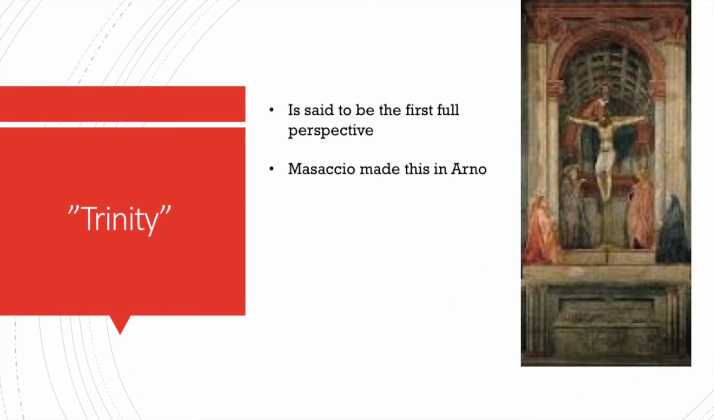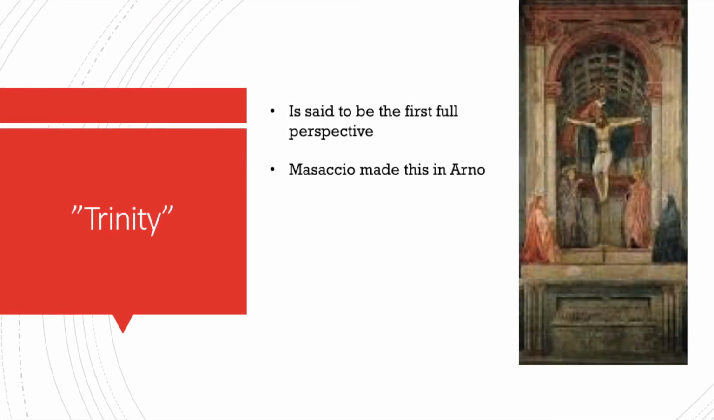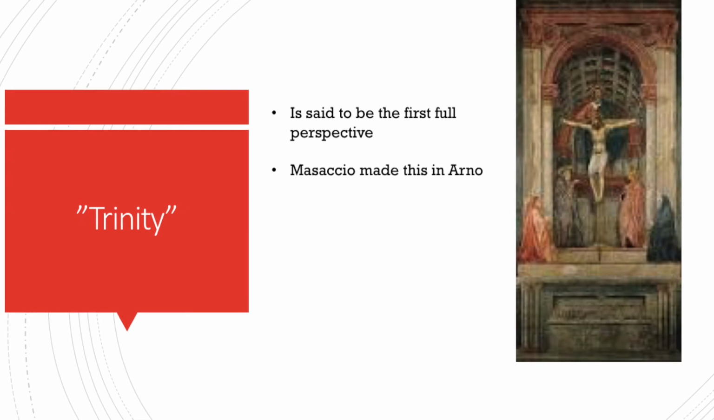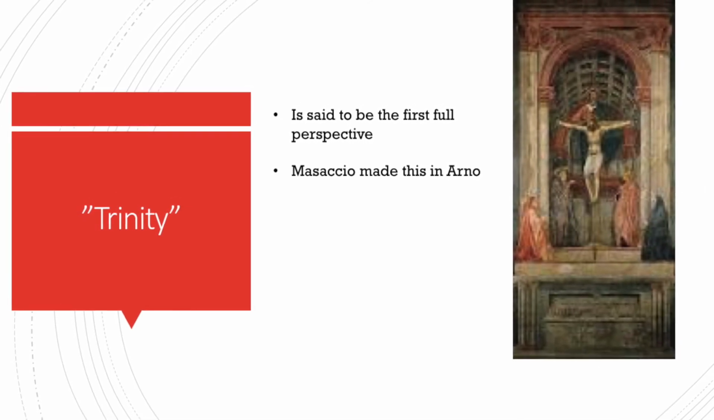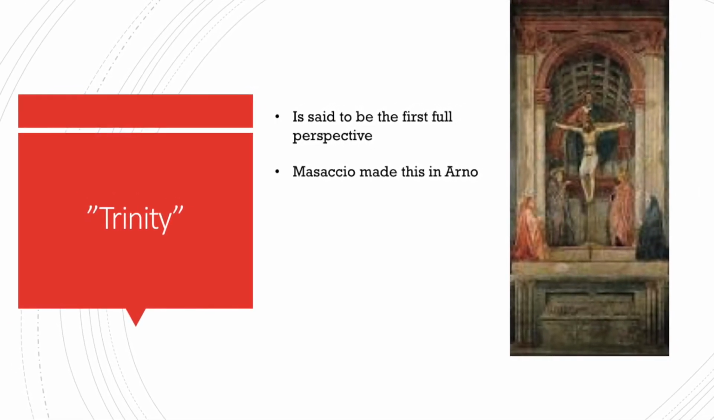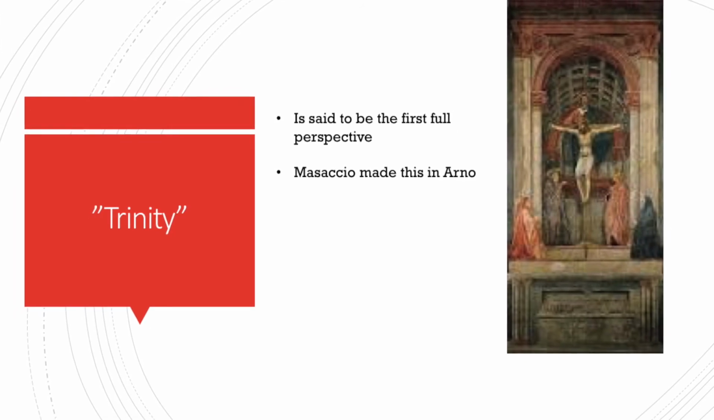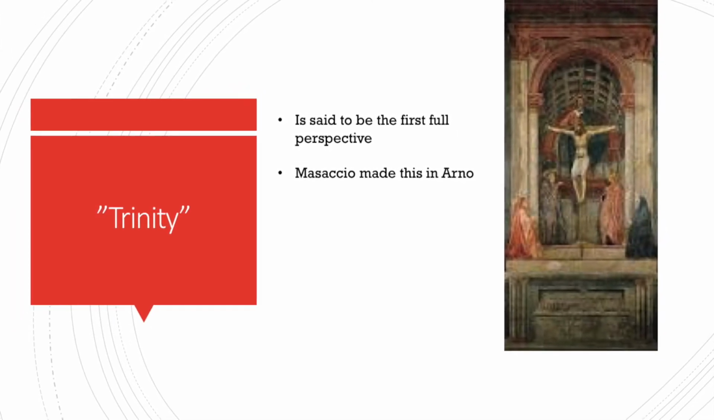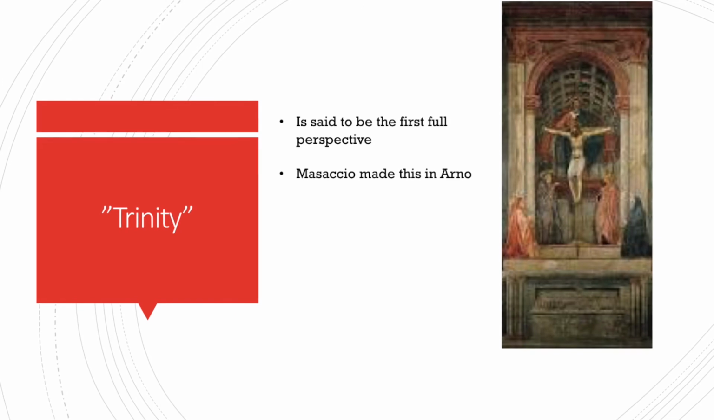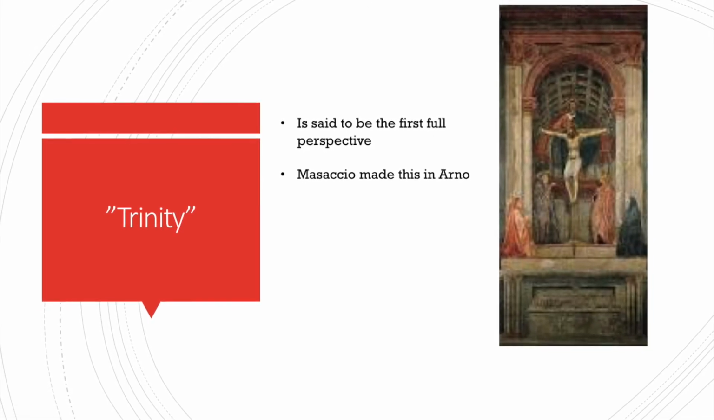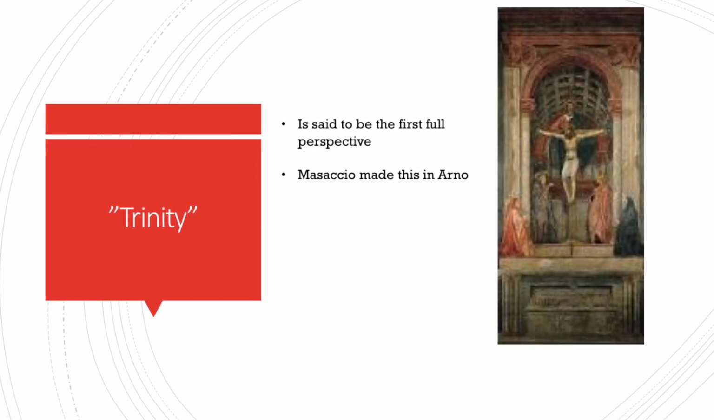Now here's an example of the Trinity. This is said to be the first full perspective in the history of Western art. This was also one of Masaccio's works that was made in Florence, and he actually left from Masolino during a chapel painting, and this is when he made the Trinity.